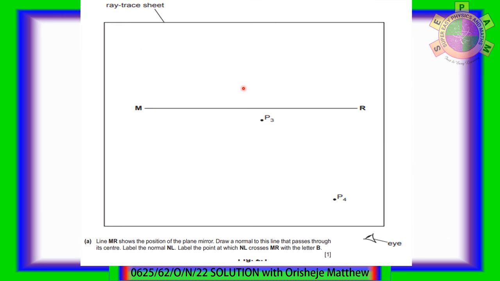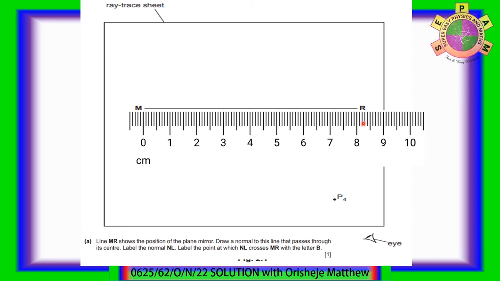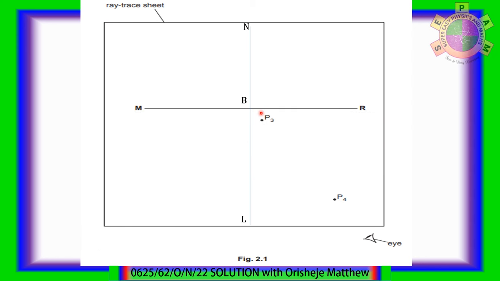So let's take the first one. The mirror MR shows the position of the mirror, draw a normal through the center. So all you need to do is measure the distance MR with your rule, and then you trace the center. Since it's 8 on my own, you put your normal. So this line is a normal. Follow the instruction, label the normal NL, and then the point of intersection B. So that's how we do that. We've done this one, so you get one mark for that.